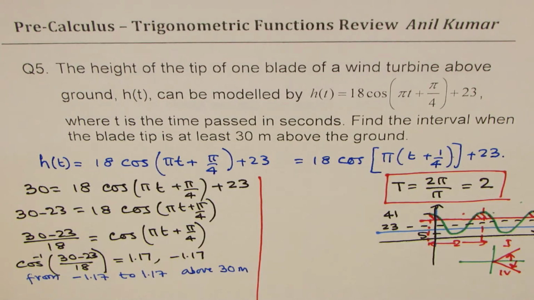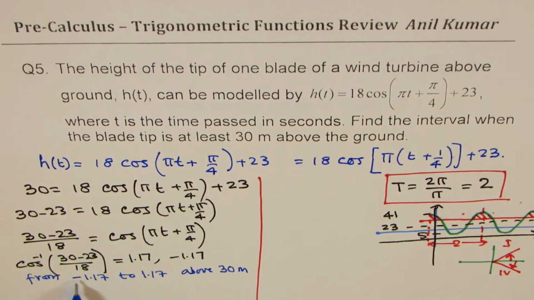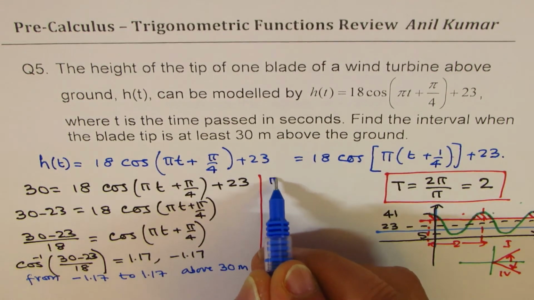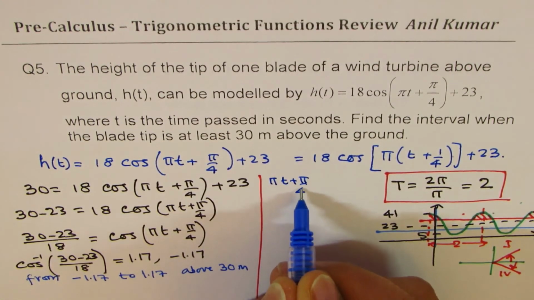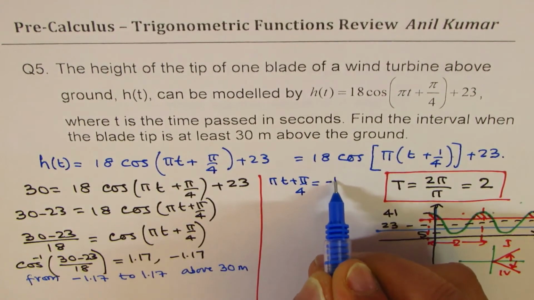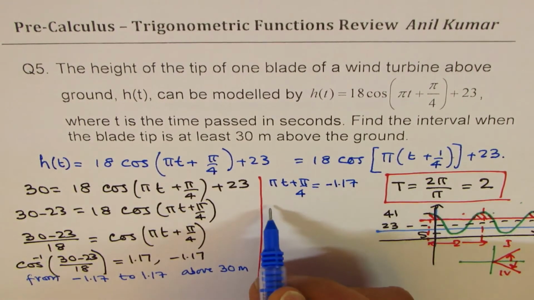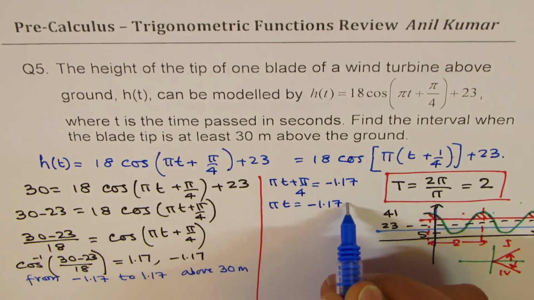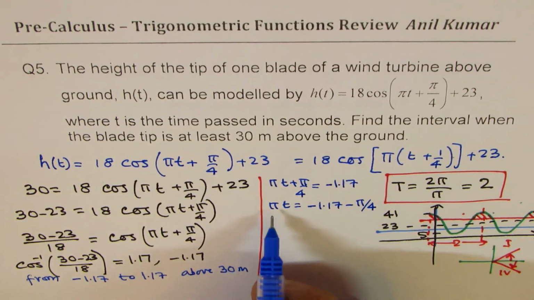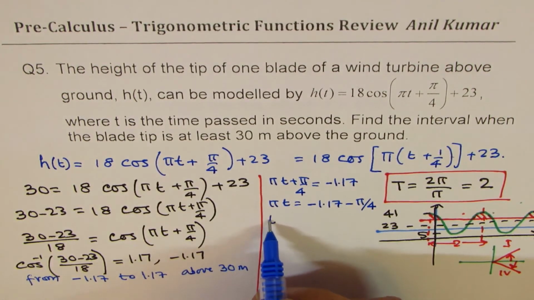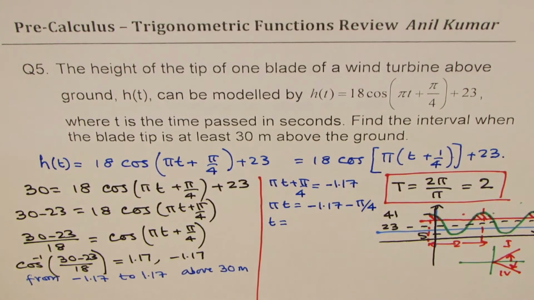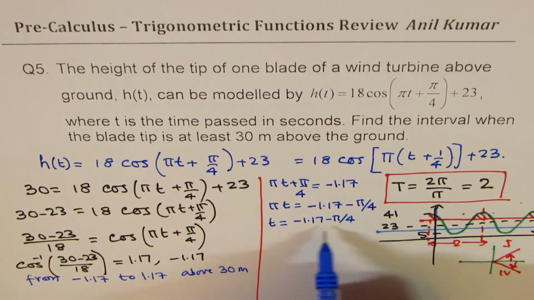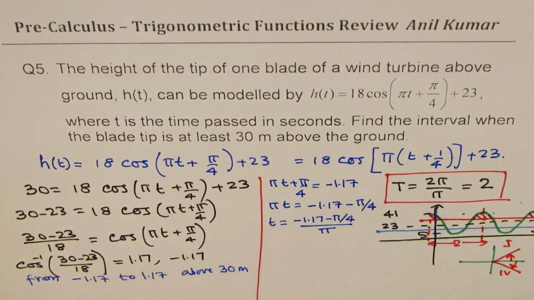Perfect. So we'll continue. So if I take minus 1.17 equated to pi t plus pi by 4, so I'm saying pi t plus pi by 4 equals minus 1.17, right? So pi t equals minus 1.17 minus pi by 4, right? And then we'll divide this by pi to get the t value. So t is all that, minus 1.17 minus pi by 4, and everything divided by pi. So that is t for us.